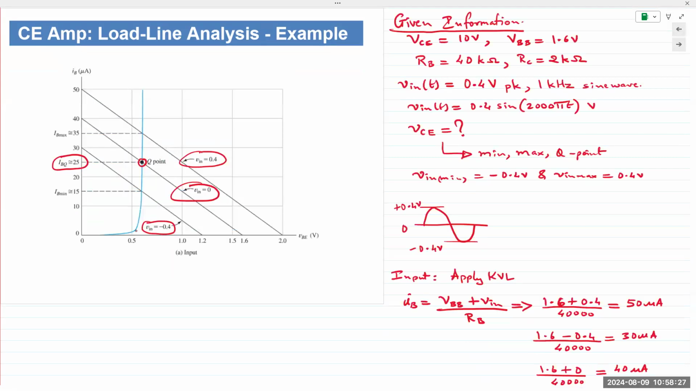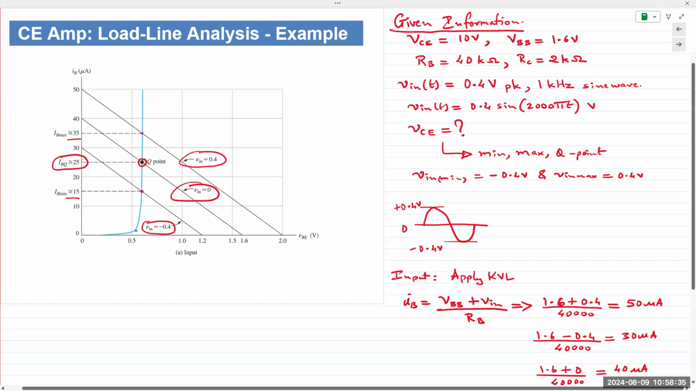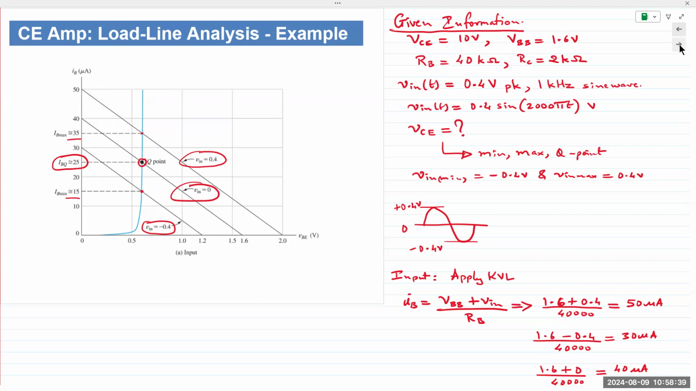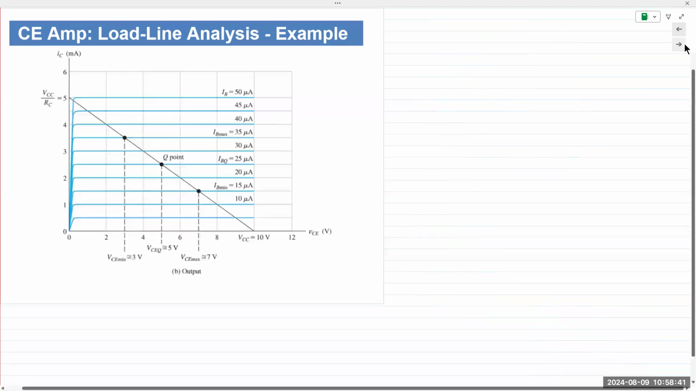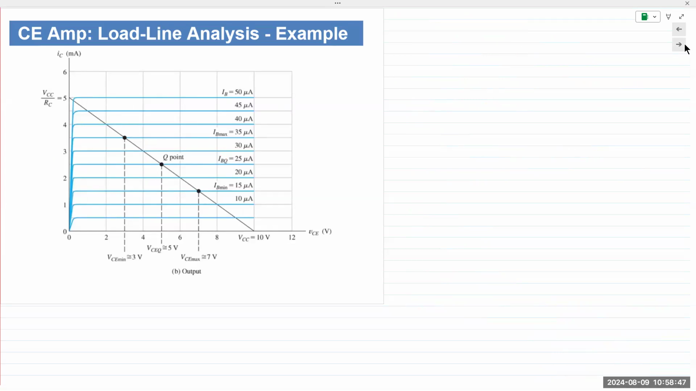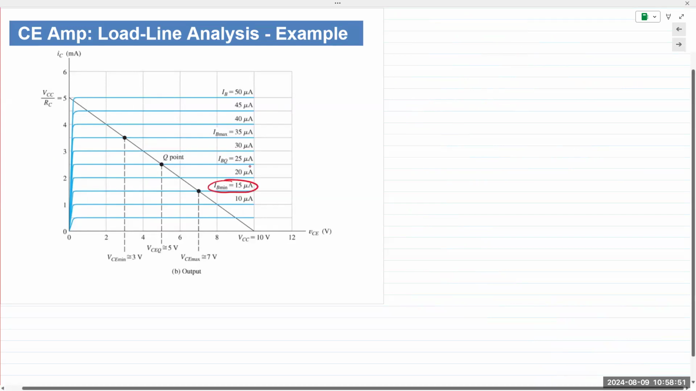We have IB minimum at 15, IB max at 35, and then of course Q point IBQ at 25. So 15, 25, and 35. So on the output side, we find the characteristic curve for those three values. So we got 15, 25, and 35.